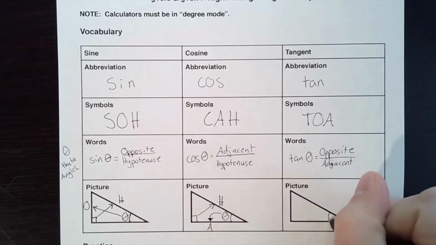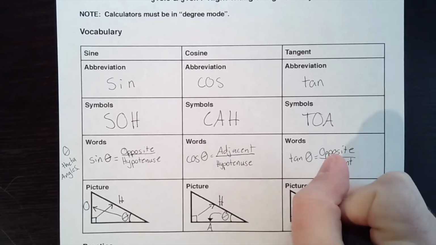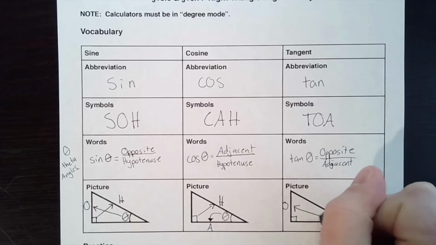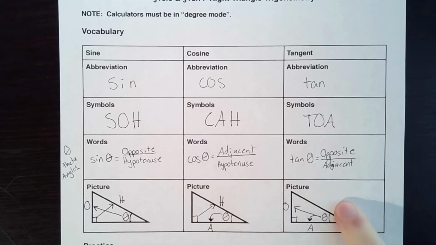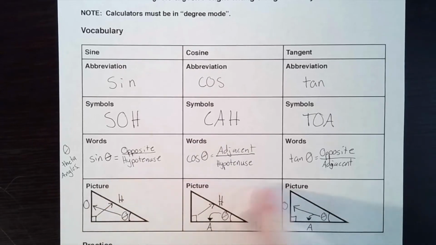So if I have my same angle here at theta, and my 90 degrees, across from my 90 is the opposite, all the way across my triangle, and then next to that angle is the adjacent. Now I'm not going to use my hypotenuse in this case. Tangent is the only trig function that does not use the hypotenuse in any way. So these here are our three trig ratios.